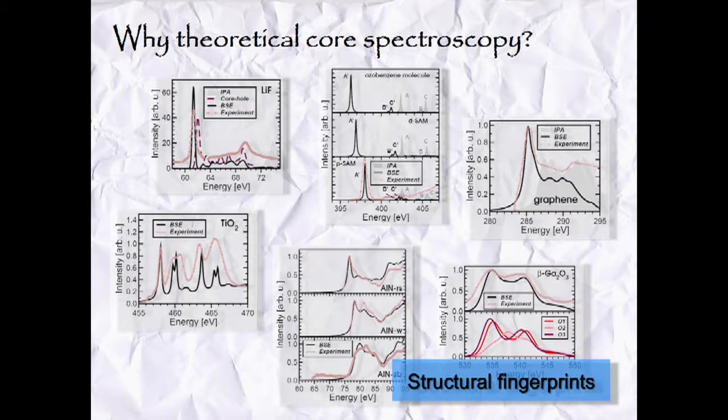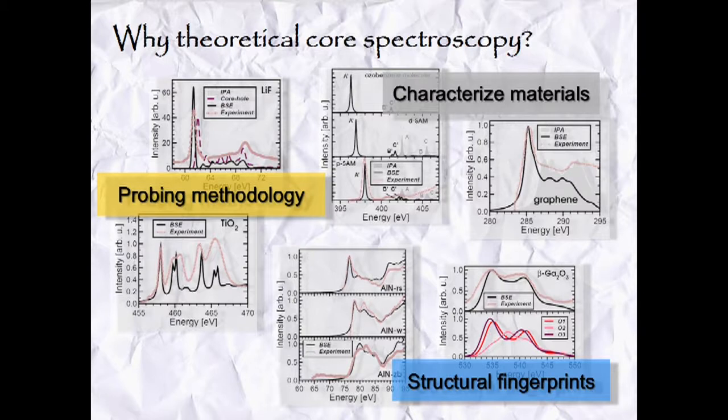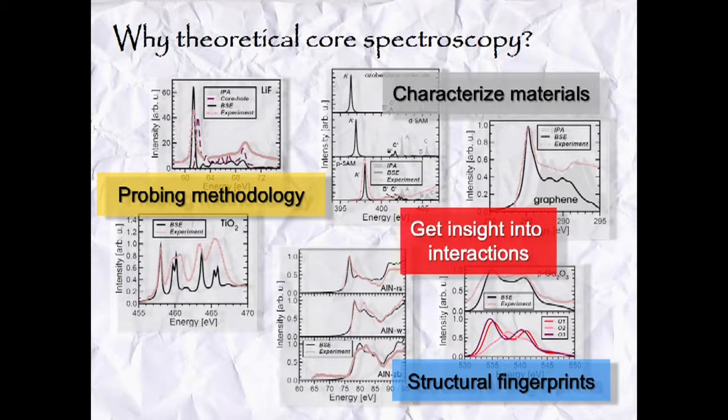So it could be either for structural fingerprints. This is a very well-known application of X-ray spectroscopy. It could be for probing methodology, but also for simply characterizing and exploring a class of materials. Overall, I think putting results from theory and experiment together will give us insight into the interactions in a material.